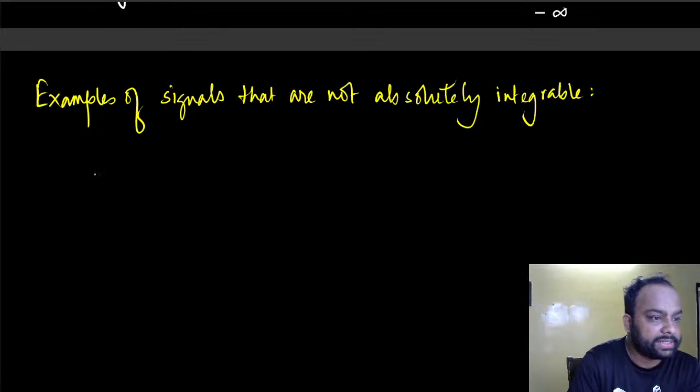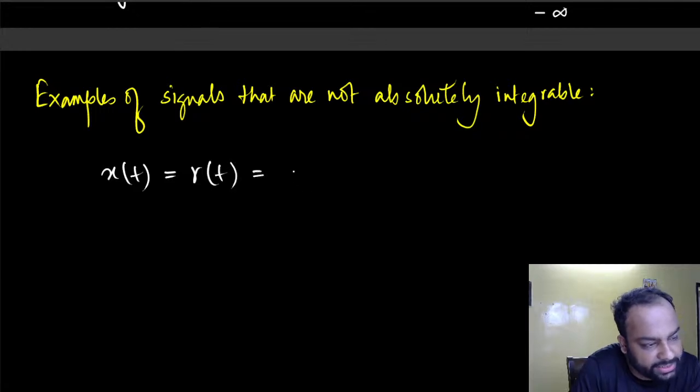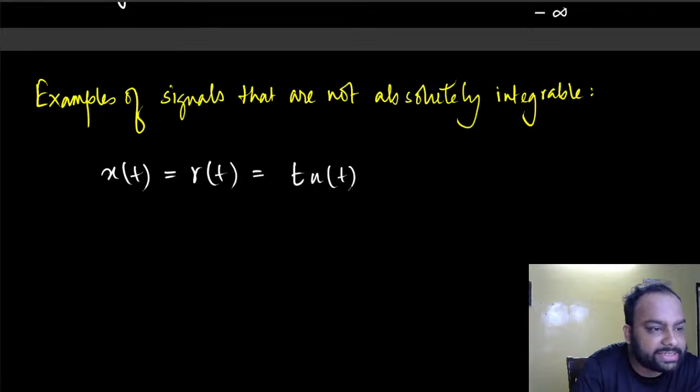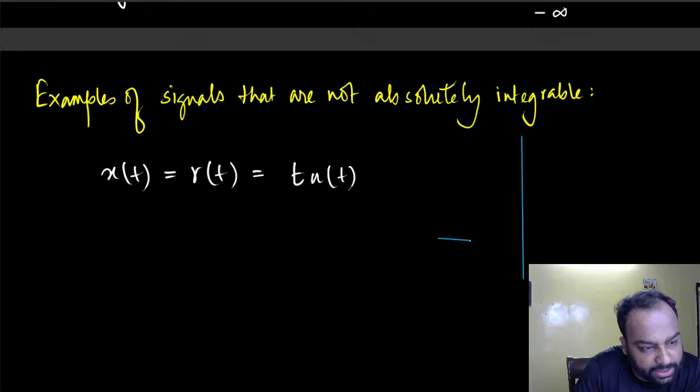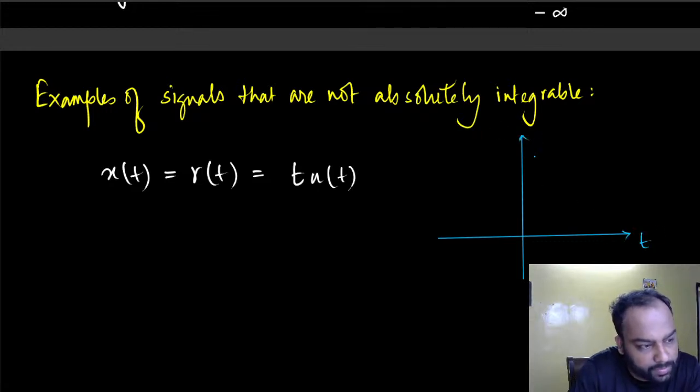All right, so let's consider a simple example. For example, we have a typical ramp signal. So r(t), what is r(t)? r(t) is essentially t u(t), that very simple benign signal that you can have. You know this signal, right? That very simple signal. So that's x(t), and this signal looks like this.